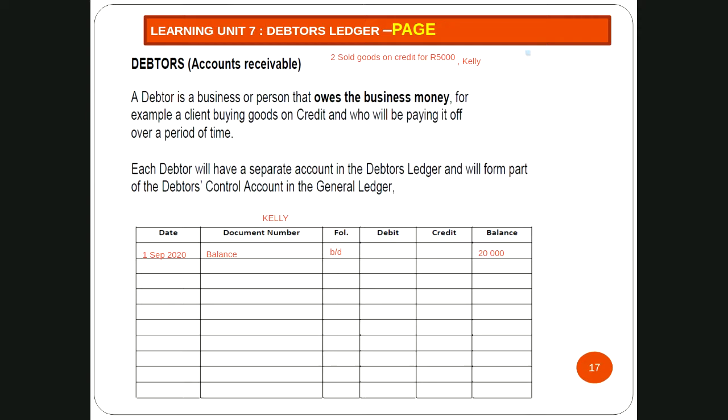Like I said, let's assume that these books are for September 2020. So at the beginning of September, Kelly owed me 20,000. Can you see now? So this is how to put the balance if they gave you the balance. But if there is no balance, please do not worry. Don't put balance zero. Yes, you can put it, but it's just a waste of ink. So make sure that you just leave it if there's no balance.